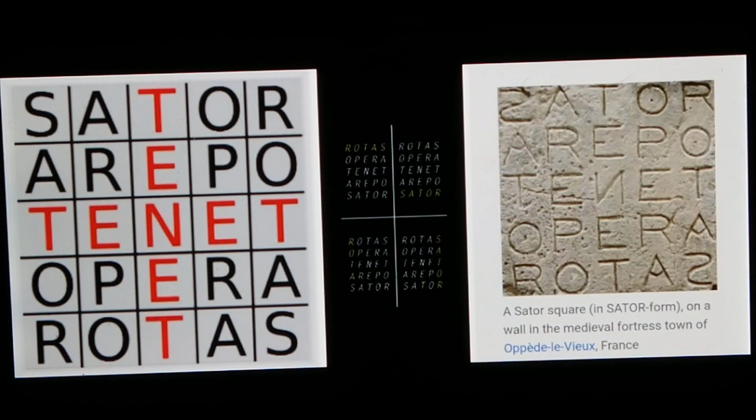And this is a palindromic square, but the only words that are actually a perfect palindrome are the word Tenet across, and then Tenet going up and down. And that forms a cross. So there you have that. And there's different definitions of the word tenet. But if you think about the 10 commandments, they're tenets, right?